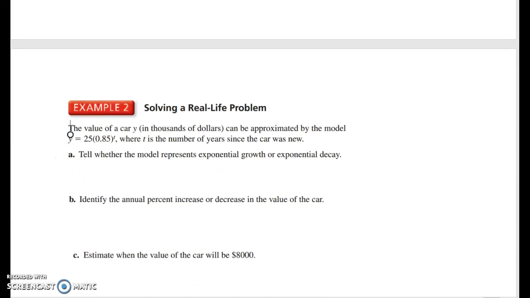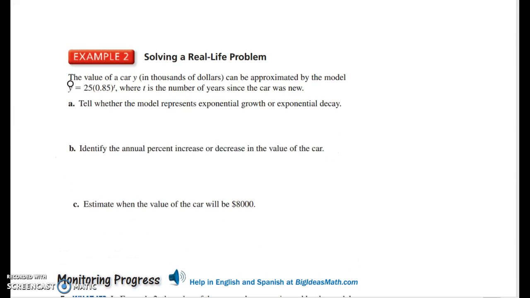So take a look at example 2. And we need a special formula from our book here. And that formula is going to be y equals a times (1 plus or minus r) to the t power. The plus is when you have exponential growth, and the minus is when you have exponential decay. So looking at this, they already give us the formula. If you read through example 2, they already give us the formula for y equals a times (1 plus or minus r) to the t.